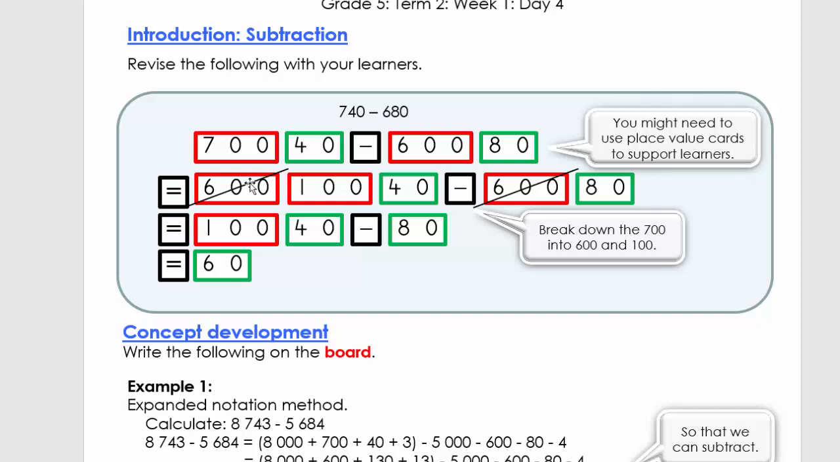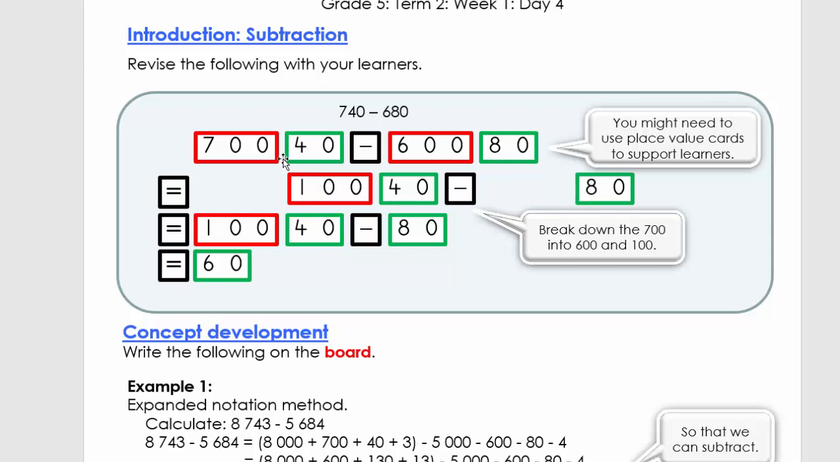So on your desk, what we're going to do is we're going to minus 600 from the 700. So when I do this we're actually removing it. So we remove these cards. So they're not there anymore. So we still just need to remove the rest of them to make it easier. So I remove those. And now what we have left is 140 minus 80. So 140 minus 80 is 60.